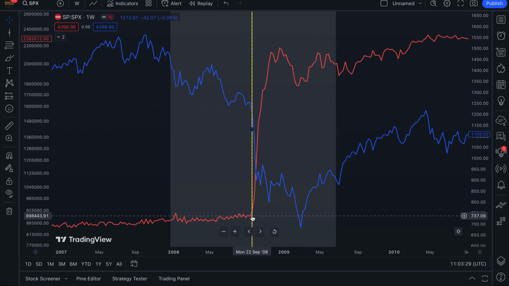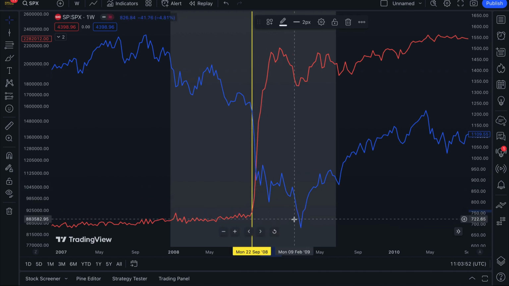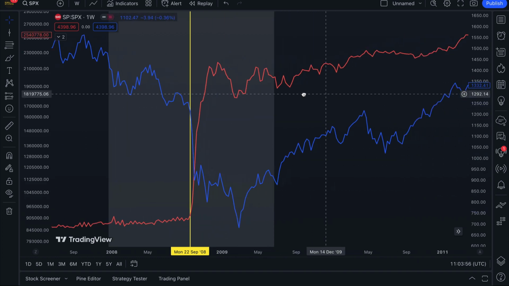Then obviously the Fed stepped in and put a bunch of liquidity into the markets to keep it from going even further to the downside. You can see that indicated by this yellow line. As soon as market liquidity was injected, just a few months later the market actually bottomed out right around this point, and then we started to rise.